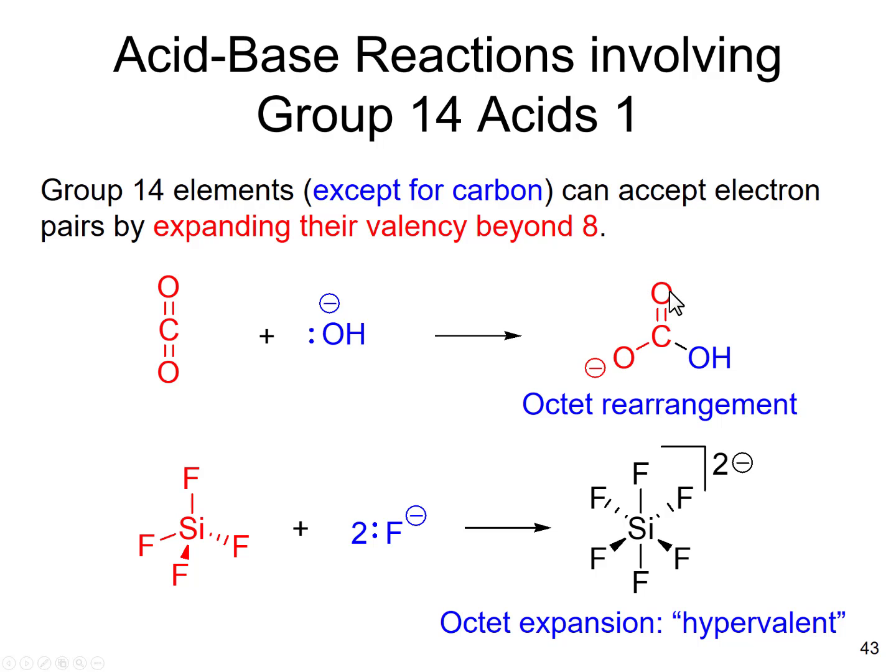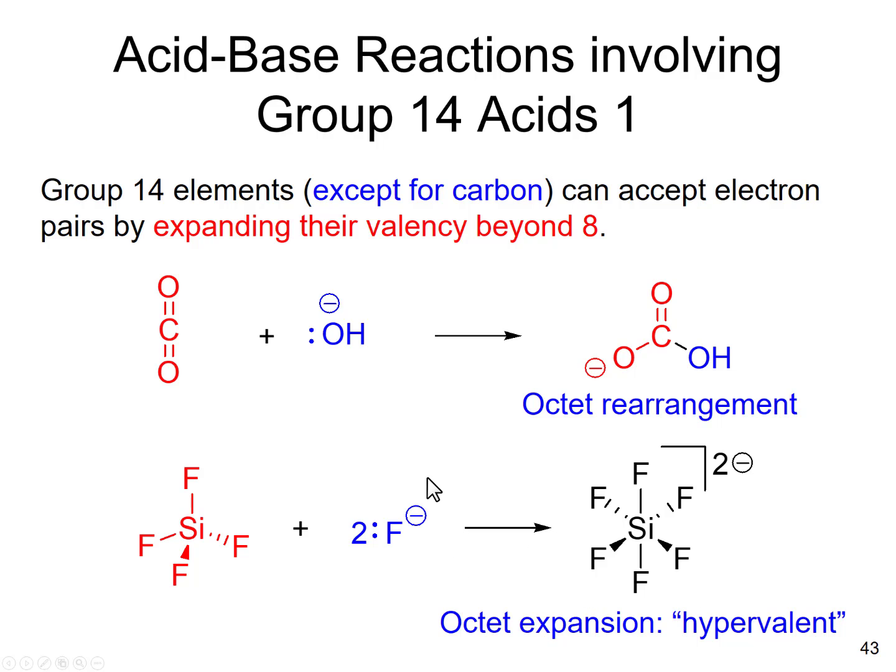The negative charge can also be delocalized to the other oxygen, and essentially the two oxygens would have the same bond distances to the carbon. With silicon fluoride, you have an octet expansion, so you can react it with one fluoride or two fluorides to form a penta- or hexa-coordinate species.